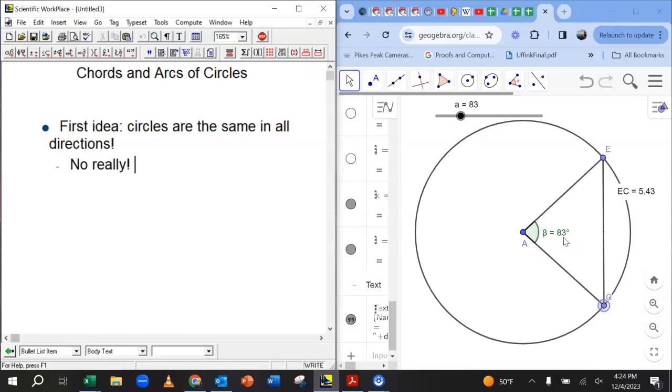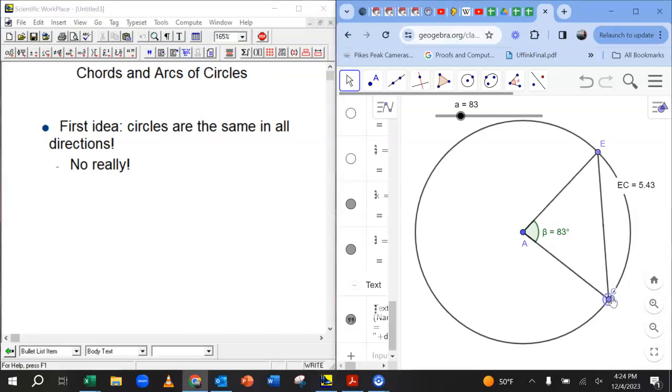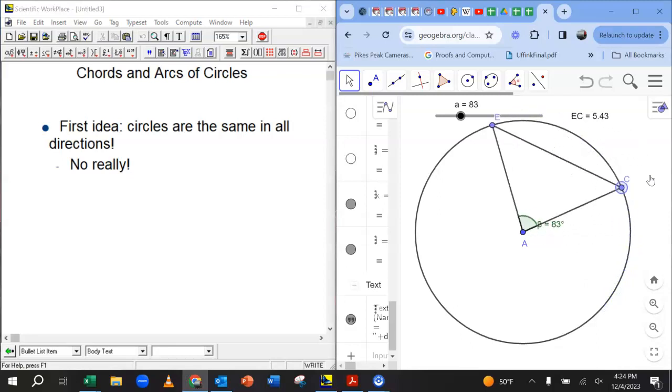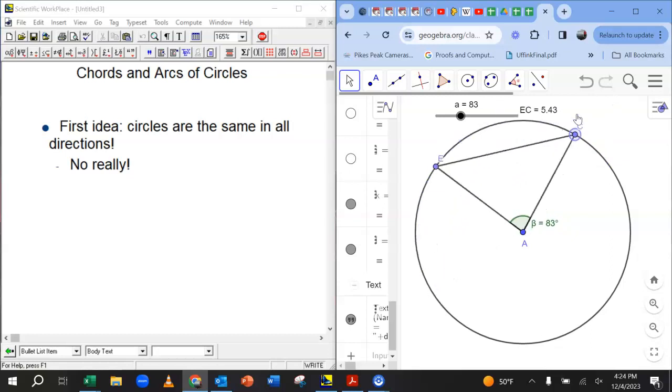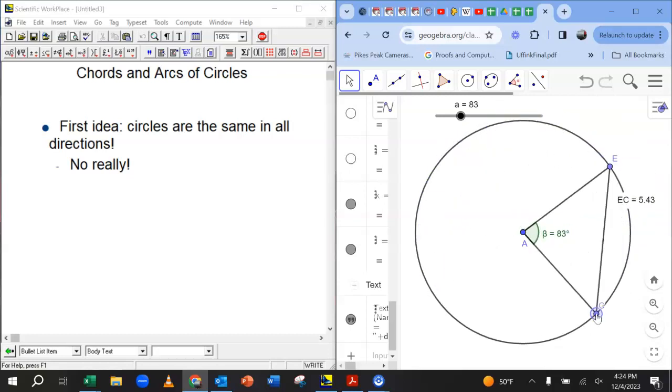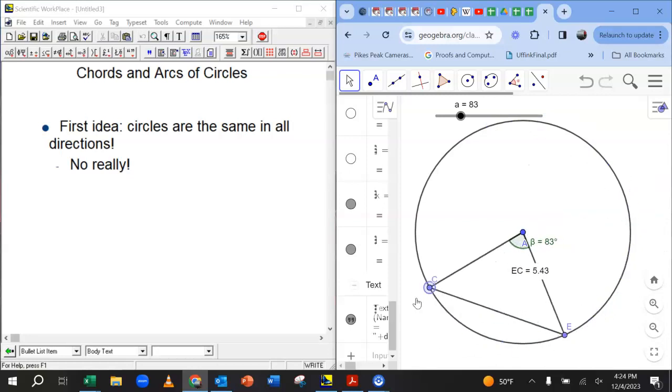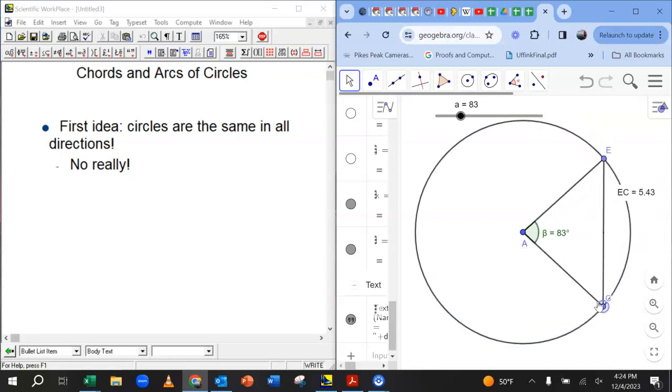And so, for example, if I happen to know that a certain angle in this exact position, an 83-degree angle, that's a Greek beta, by the way, which is what GeoGebra chose for that letter, corresponds to a chord length of 5.43 on this circle, then if I rotate it around, as long as I keep the angle the same, the chord length is going to be the same. Or if I know the chord lengths are the same, the angles are going to be the same. It doesn't matter what direction this is all happening in. There's going to be the same link between the chord length and the angle.